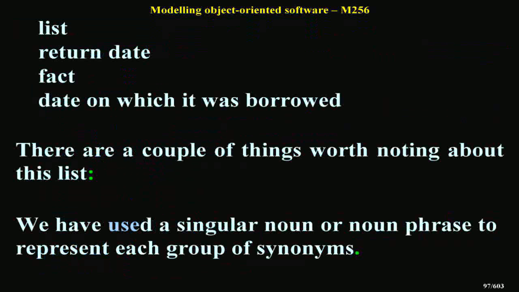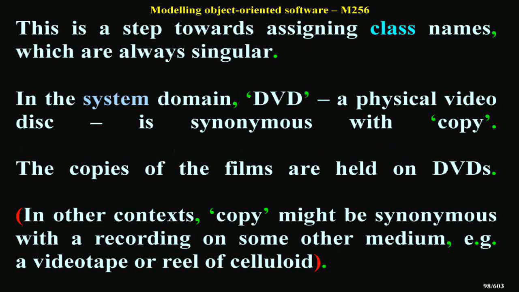There are a couple of things worth noting about this list. We have used a singular noun or noun phrase to represent each group of synonyms. This is a step towards assigning class names, which are always singular. In the system domain, DVD, a physical video disc, is synonymous with copy. The copies of the films are held on DVDs.